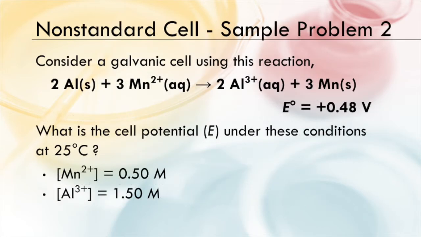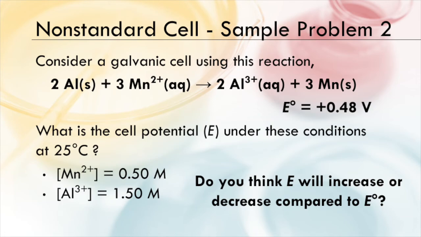Let's see if we can use the Nernst equation to determine the cell potential for this non-standard cell with the concentrations shown. We are given the balanced redox reaction and the standard cell potential as well. Before we do, let's make a qualitative prediction for this galvanic cell reaction. Do you think the non-standard cell potential E will be increased or decreased compared to the standard cell potential E naught? I'm thinking that by having a lower concentration of a reactant and a higher concentration of a product, that will put this product-favored reaction closer to equilibrium.